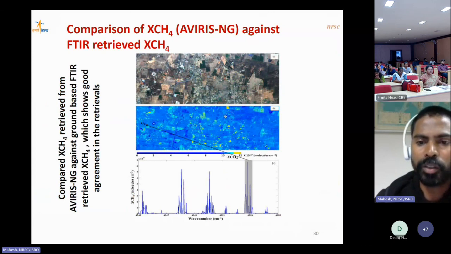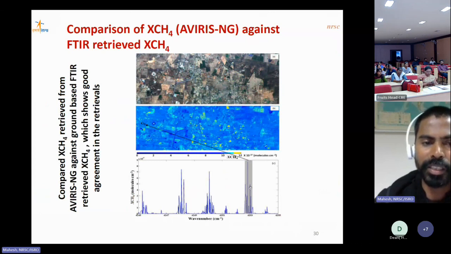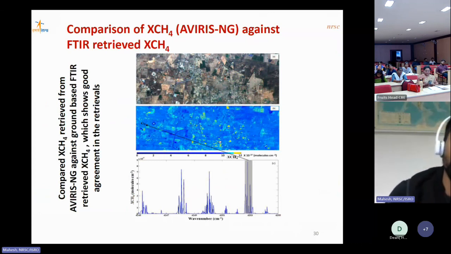So these yellow spots over the paddy fields, these are all agriculture fields. The high concentrations are the emissions from the paddy fields. These concentrations are validated using the ground-based remote sensing instrument, that is FTIR, which we have at Shadnagar. We have validated the output from AVIRIS-NG, and it shows that AVIRIS-NG has the potential to detect methane from agriculture, even point-level sources, using AVIRIS-NG data.